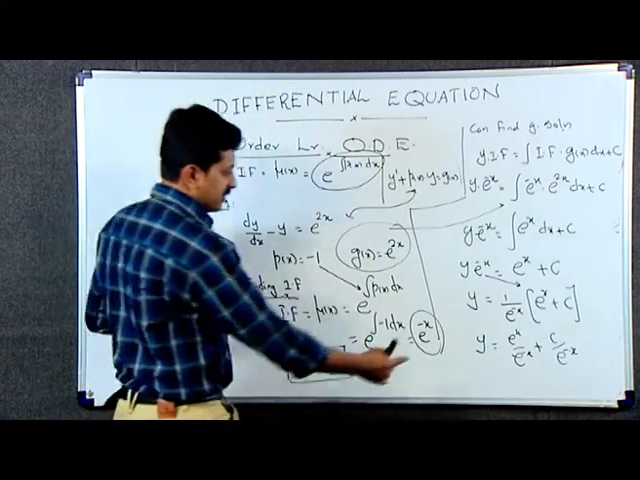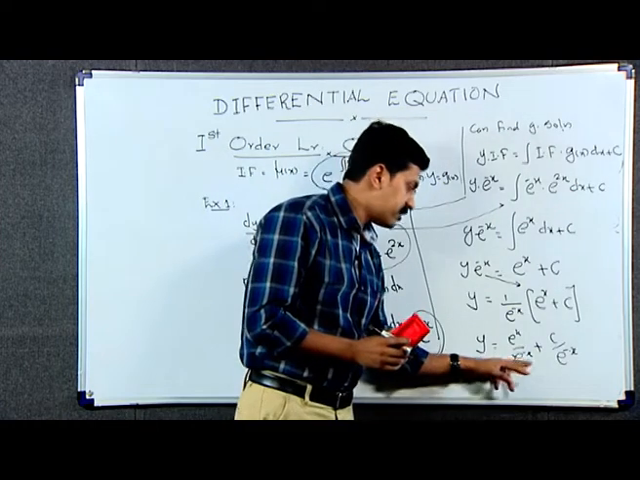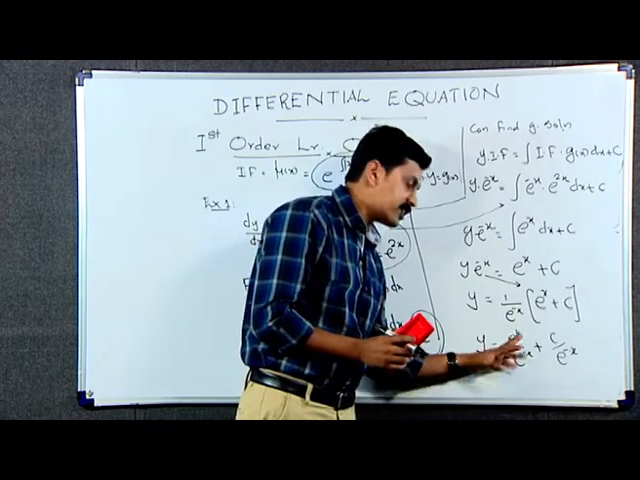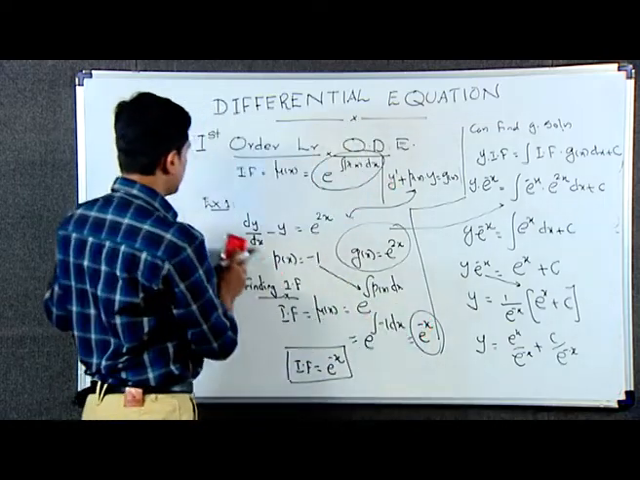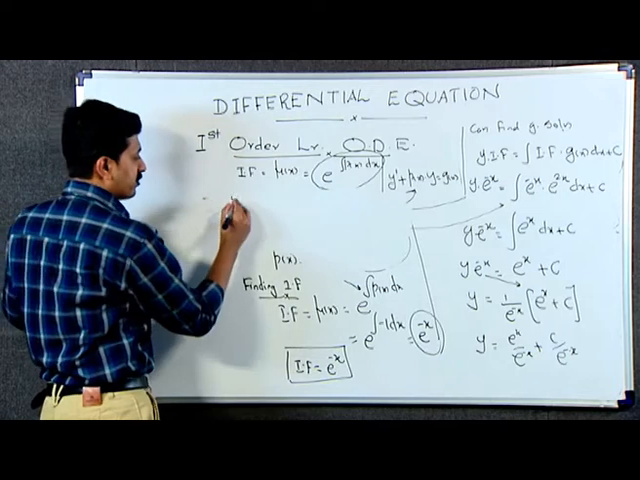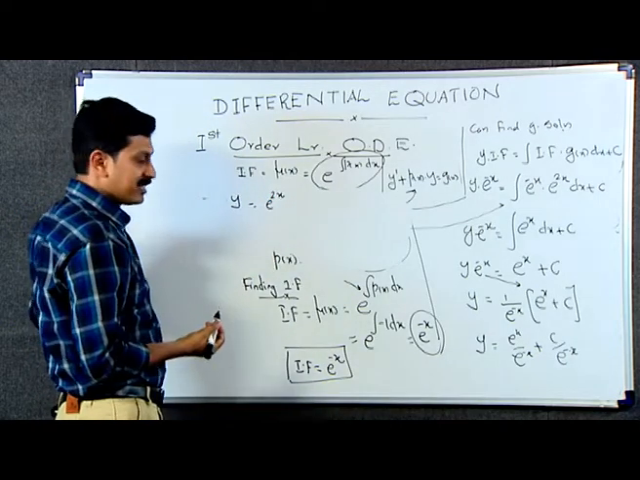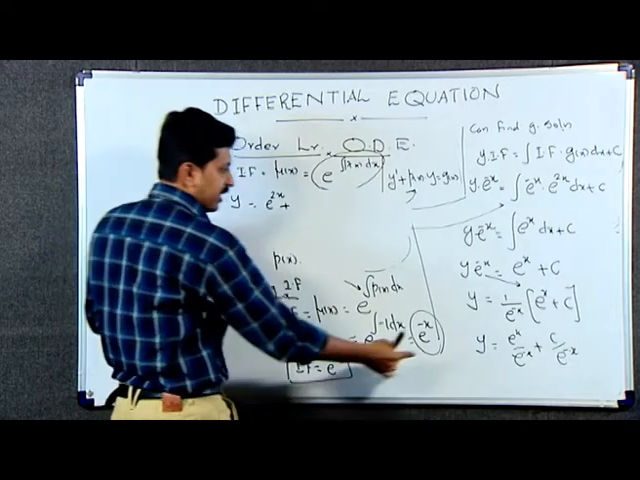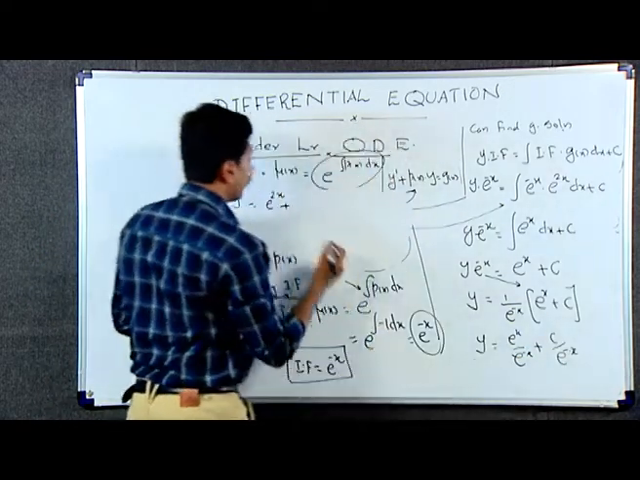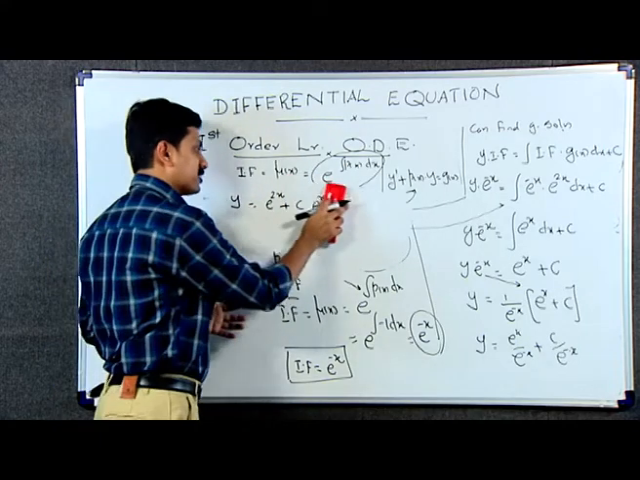We can take this e raised to minus x to be the numerator. Therefore, e raised to minus x will be e raised to plus x. So, e raised to x plus x, again we will get e raised to x plus x, as y is equal to e raised to x plus x, e raised to 2x, plus c. e raised to minus x we have taken to be the numerator, therefore, e raised to minus x is equal to e raised to plus x.